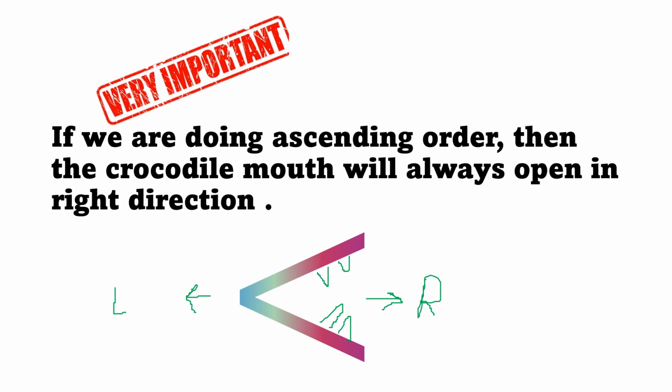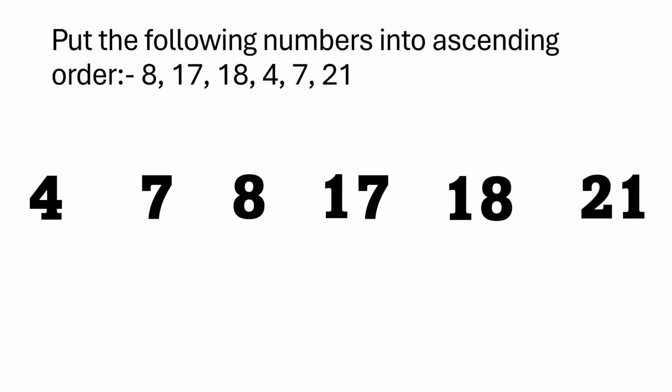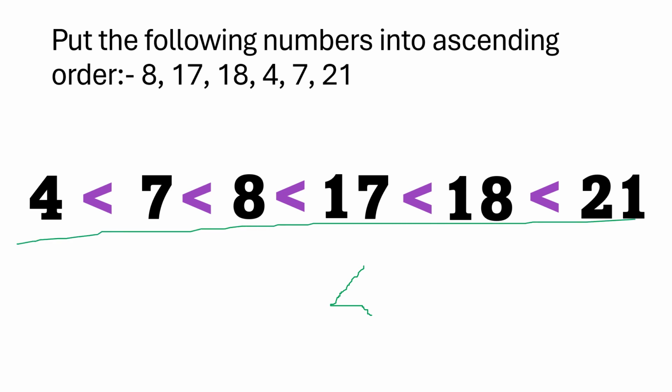Okay, now let's see the question again. Now we will put the crocodile mouth accordingly. So here we have the ascending order. So we will put the crocodile mouth in the right direction, means like this. Okay, now let's put. So first we will put before 7, then before 8, then before 17 and so on. So this is the actual way you will be doing.